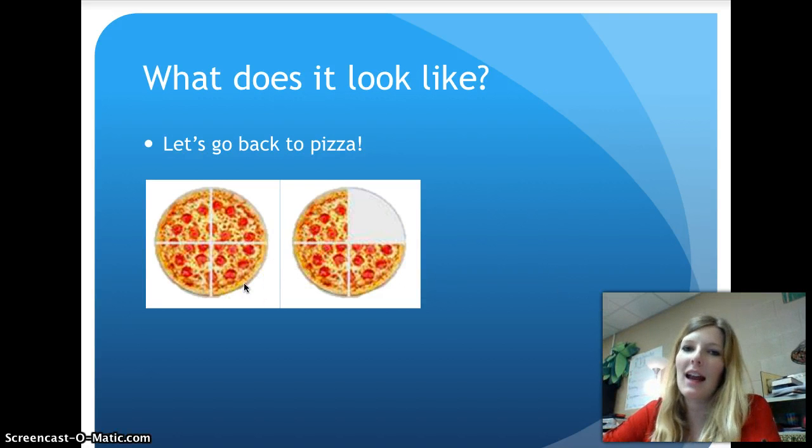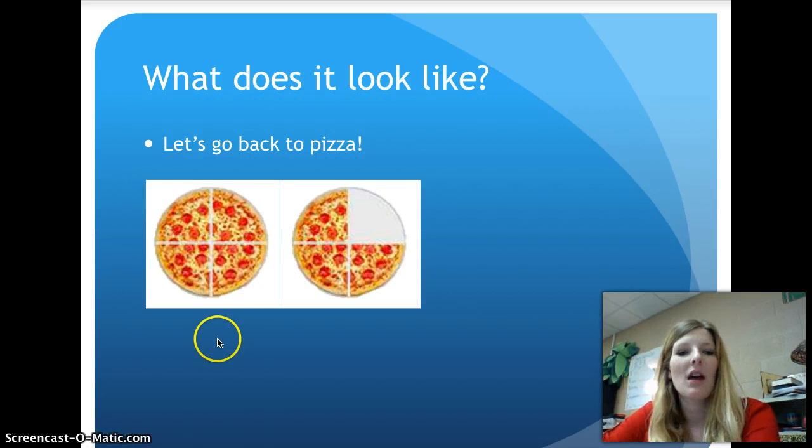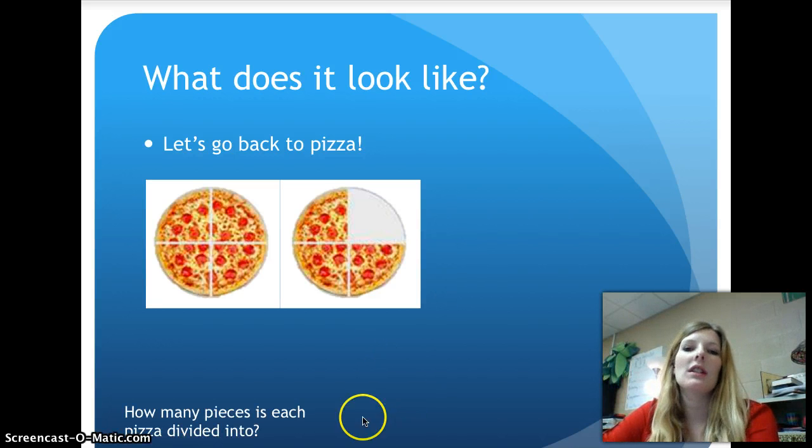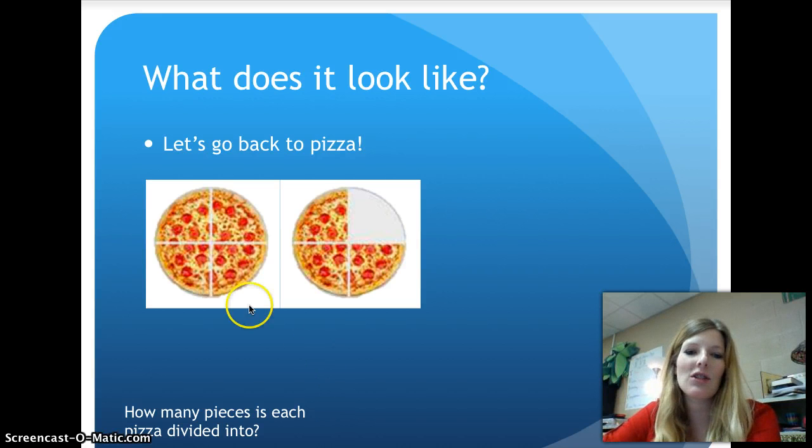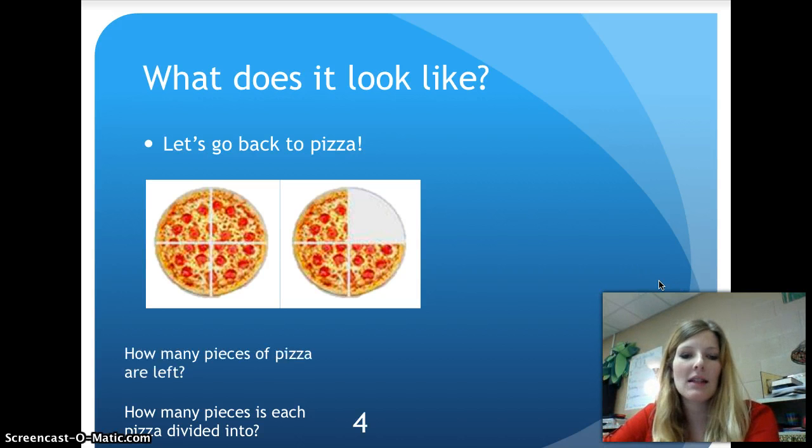So, like I said, I like pizza. I like to use pizza as examples. So in this example, we have two pizzas. One of them has been eaten a little bit. You need to ask yourself, how many pieces is each pizza divided into? And if you take a look, I have 1, 2, 3, 4, and 1, 2, 3, 4. So each pizza is divided into 4 slices. Then I look at the pieces of pizza that are left. This one is a whole, and this one has been eaten a little bit.